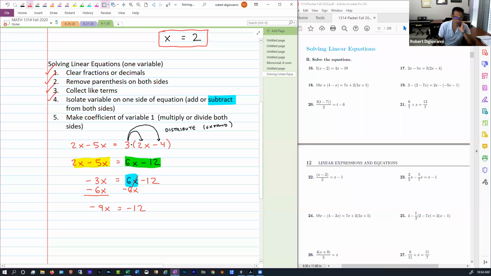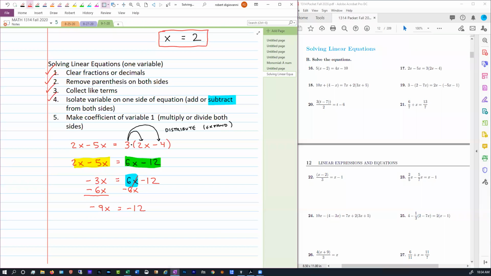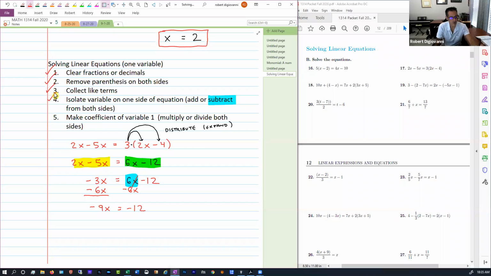I'm going to let you finish it, Abby. I mean, you've gone this far. Then you divide both sides by negative 9. Good. So now the goal is to make the coefficient in front of the variable a 1. Right now it's a negative 9. We need to get rid of that negative 9, and the only way to get rid of a negative 9 that's being multiplied is to divide both sides by negative 9.